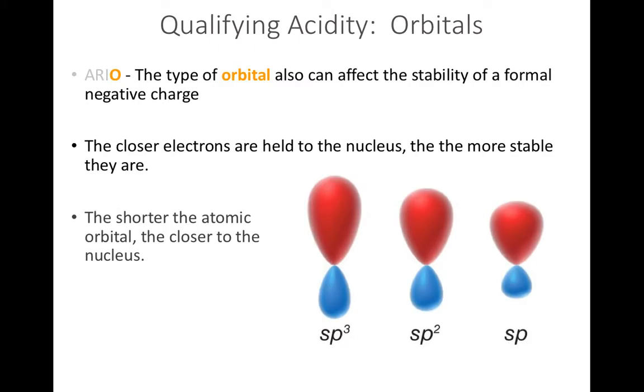All right, the final factor that we look at is the orbital type. So the closer electrons are held to the nucleus, the more stable they are. So the smaller the radial extent of the orbital that the lone pair finds itself in, the more stable that negative charge is going to be. And in general, as we go from sp3 to sp2 to sp orbitals, the electrons are held closer to the nucleus. So a lone pair and negative charge in an sp orbital is going to be more stable than a lone pair and negative charge in an sp3 orbital.